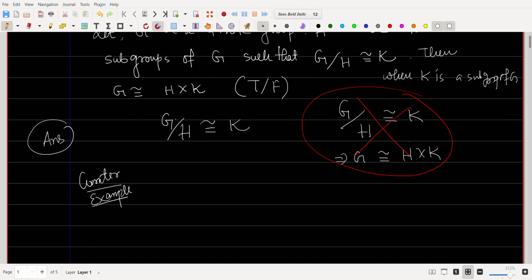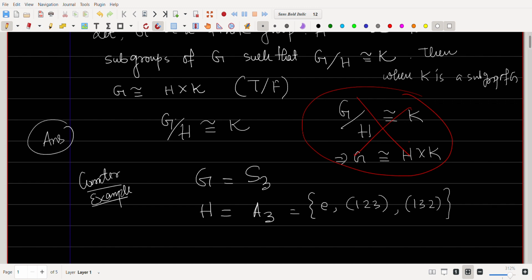A counterexample is to take G equal to S3. This is a non-abelian group, right? And take H equal to A3, which is the identity and these two 3-cycles. Then G mod H has order 2, because the order of G is 6 and the order of H is 3, and H is clearly a normal subgroup. So G mod H is of order 2. That means G mod H is isomorphic to Z2, right?